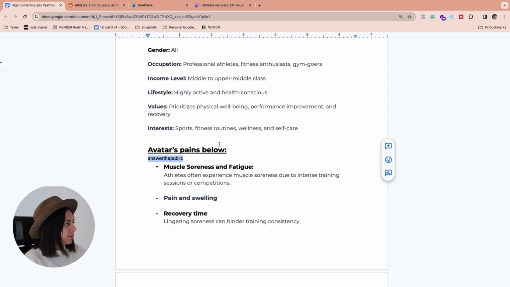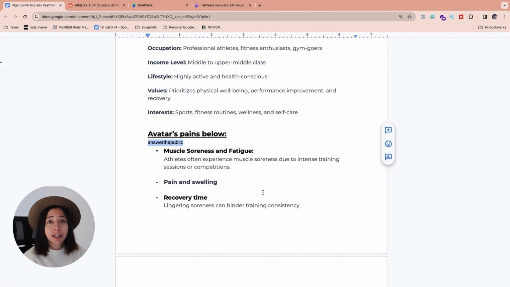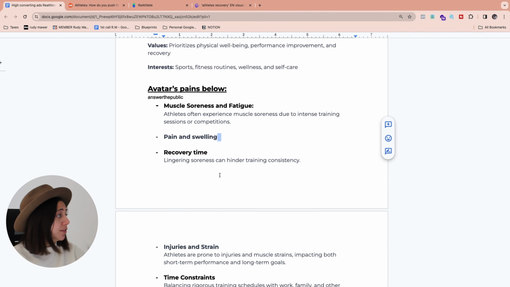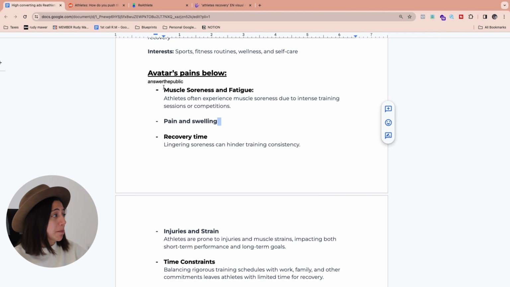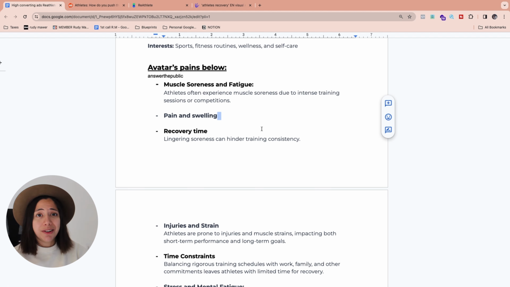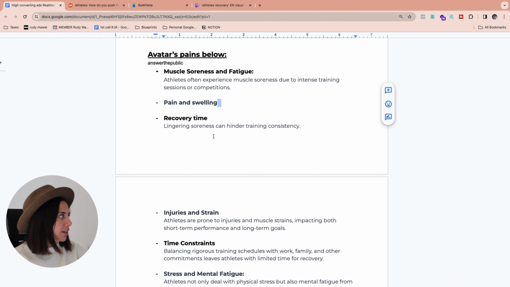So obviously I've done my research before. I just wanted to show you guys a quick example of how I do this. After I've done this research, I realized that their main pain points are muscle soreness and fatigue. So obviously, they're training hard, they're going to get tired easily. Pain and swelling. So after training hard, that comes with it, other than muscle soreness. Recovery time. So as we saw together in Answer the Public, recovery time is huge.